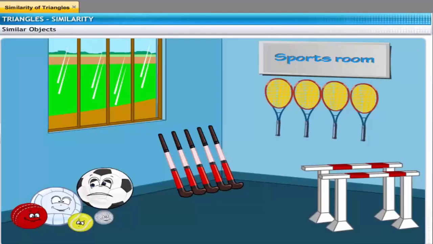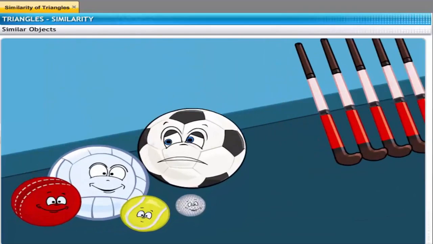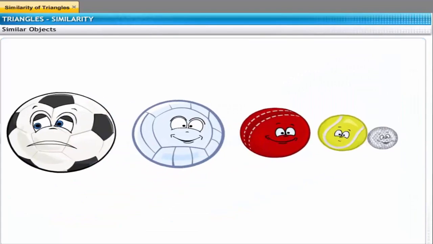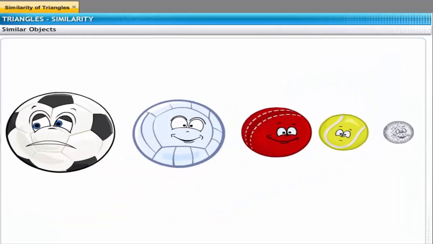You must be wondering why we're in a sports room during a geometry session. Well, there is geometry all around us. Let's try to find some here. Look at the different types of balls kept here. There's a football, a volleyball, a cricket ball, and a tennis ball. And here's a golf ball. That's quite a variety. All these balls are spherical in shape.